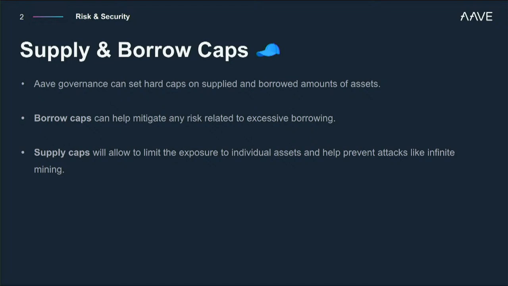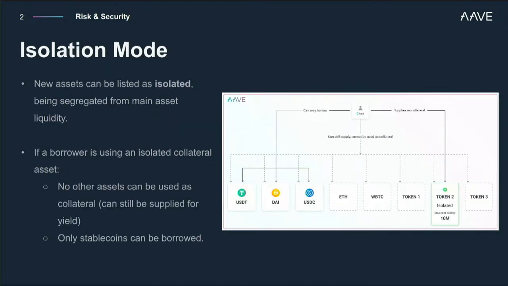This is very useful for mitigating attacks like oracle manipulation or infinite minting. In these cases, the attacker tries to trick the system in some way, supplying a large amount of collateral in order to drain the liquidity. So with these caps, the protocol can now limit this kind of attacks. These two measures come hand in hand together with the isolation mode, but the isolation mode is more relevant when assets are getting listed in the protocol.